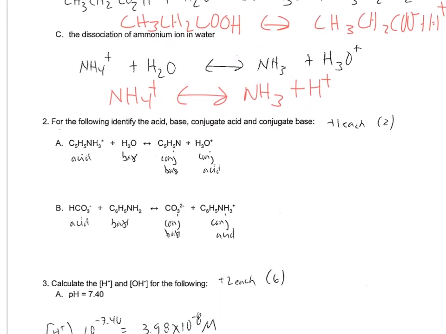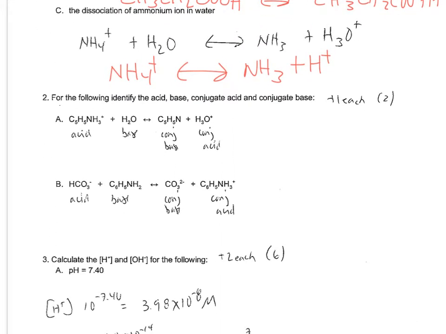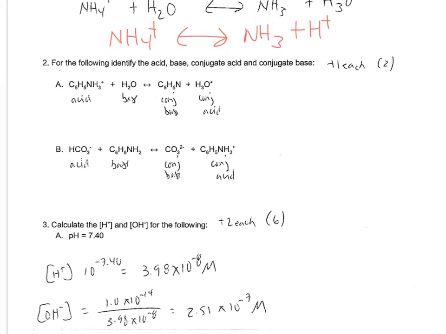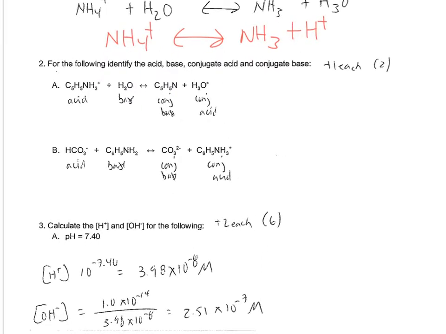And number two, for the following, identify the acid, base, conjugate acid, and conjugate base for each. So what this is really asking is that you realize an acid is the hydrogen donor and the base is the hydrogen acceptor. So I can see here that H3O has accepted one, making the H2O the base. It is the C5H5NH3 that's lost a hydrogen.